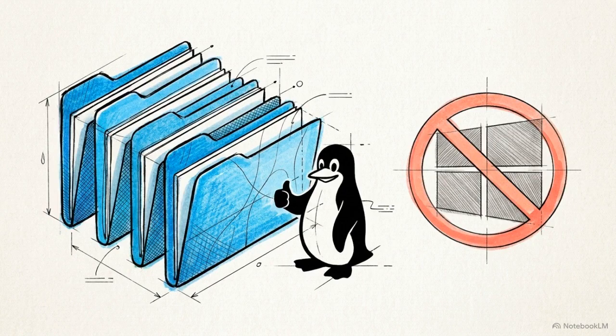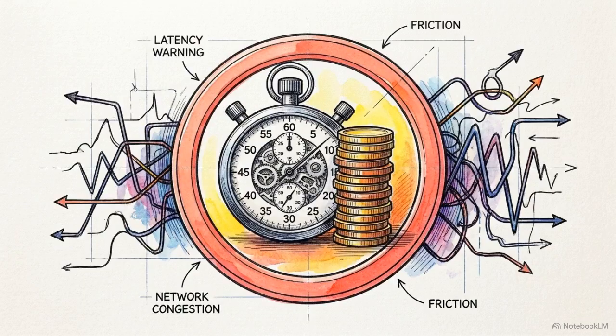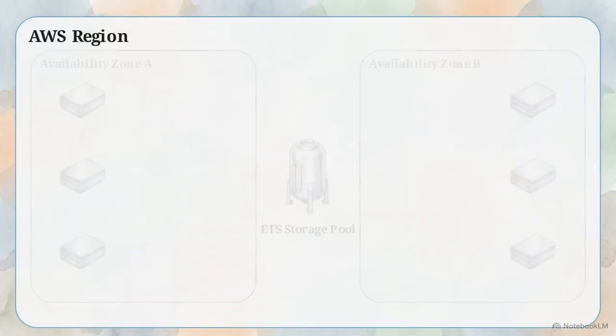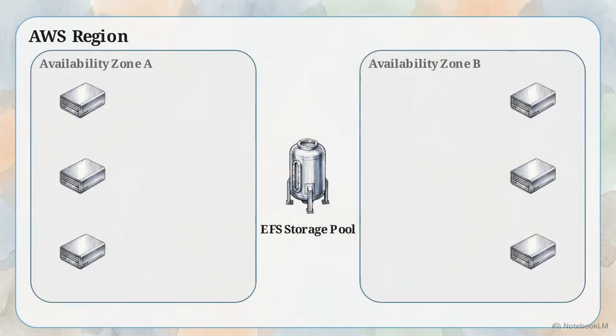Importantly, EFS is engineered specifically for Linux operating systems. It cannot be mounted on Windows-based instances. The primary threat to any distributed file share is the severe latency and data transfer costs that occur when servers try to communicate across separated physical zones. AWS neutralizes this latency through strategic network routing.